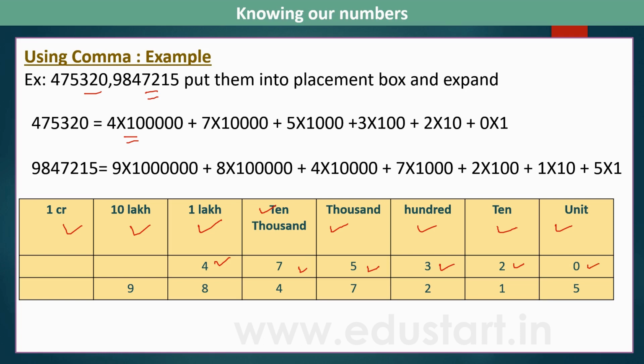Now if you consider the next number, so 9 is present at the 10 lakhs place, 8 is at the 1 lakh place, 4 is at the 10,000 place, 7 is at the 1000 place, 2 is at the 100 place, 1 is at the tens place, 8 is at the ones place. This is understood?